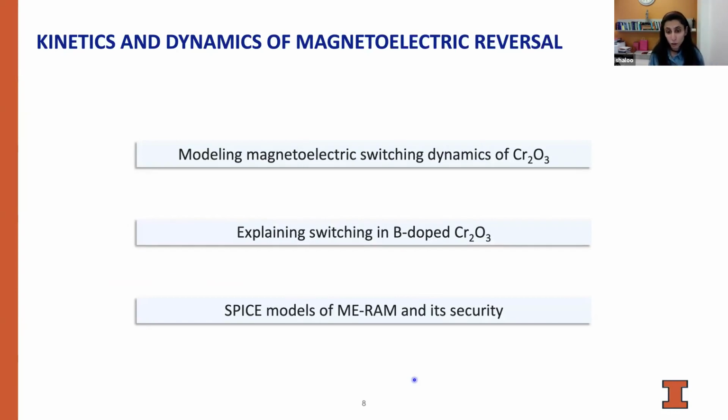So what was our role in this whole chromia-based memory devices and so on? People have been working in this domain from the 1960s. So we were fairly new, and we were chartered to basically develop models for the magnetoelectric switching dynamics. What that means is, for a given amount of external electric and magnetic field, material properties, and setup parameters, how fast could this device switch? And then we also worked with Christian's group to explain the boron-doped chromia switching mechanism. And finally, we also looked into SPICE models of the magnetoelectric RAM and its security implications, because if this is a non-volatile memory, surely we should be concerned about the data remaining in the memory after shutdown and things like that.